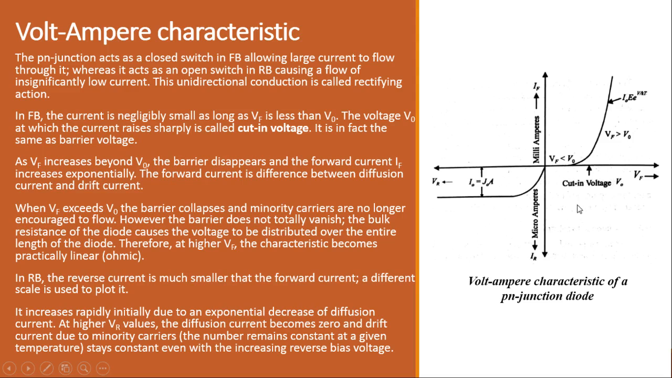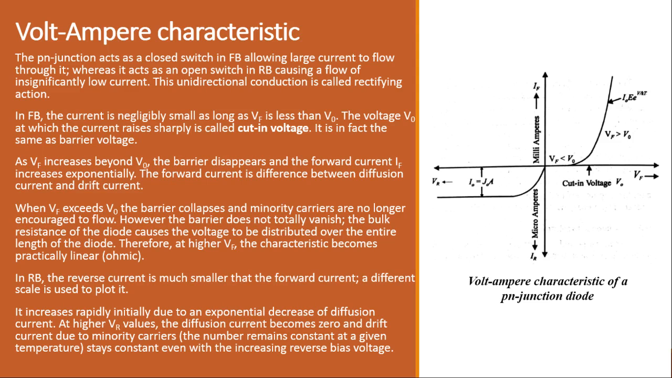So, again, when Vf exceeds V0, the drift current becomes nearly 0. As a consequence of the collapse of the barrier, the minority carriers are no more encouraged in their flow. However, the barrier does not totally vanish. The bulk resistance of the diode causes the bias voltage to be distributed over the entire length of the semiconductor regions. Therefore, at higher Vf, the characteristic becomes practically linear or ohmic.